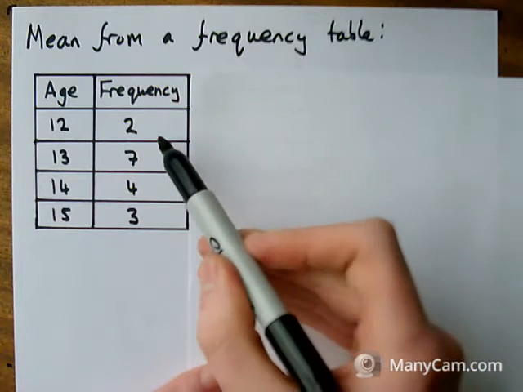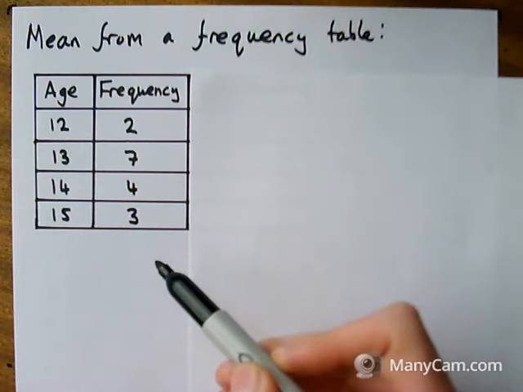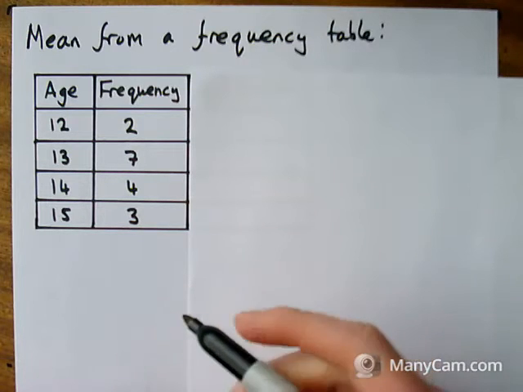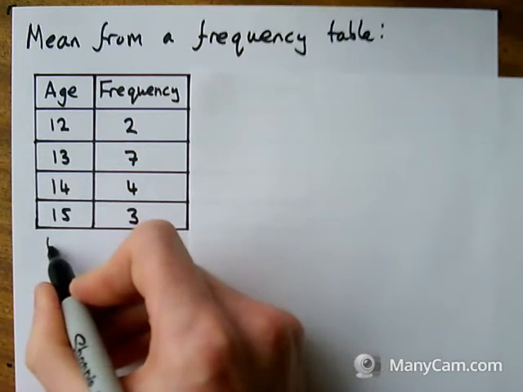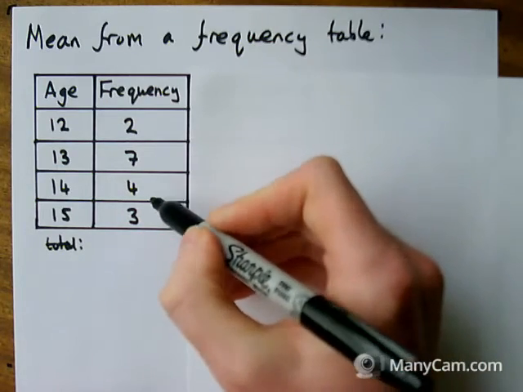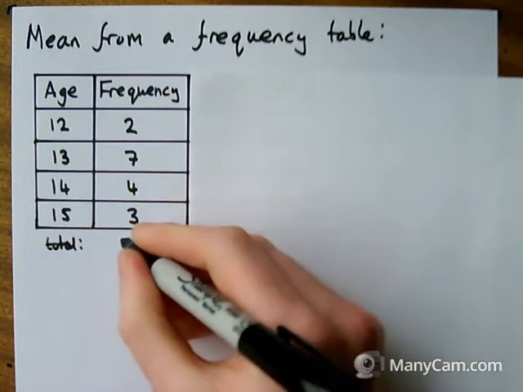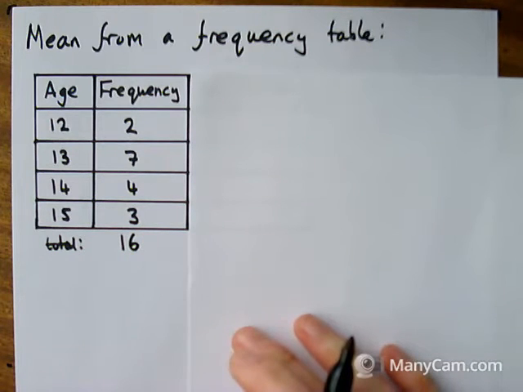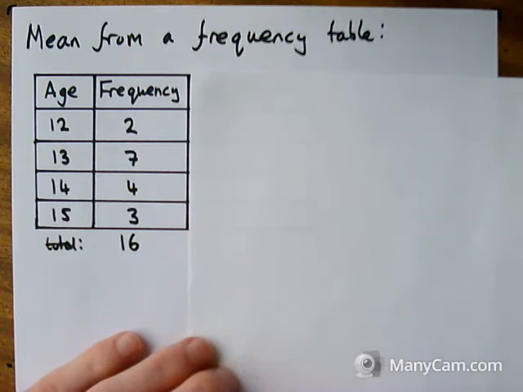The first step is to find out the total amount of people that are asked. That gives us our total amount of numbers that we can end up dividing by at the end. So if I was going to work out the total here, 2 add 7 add 4 add 3 gives me 16. So that's my first step. I found my total amount of people who are asked this question.